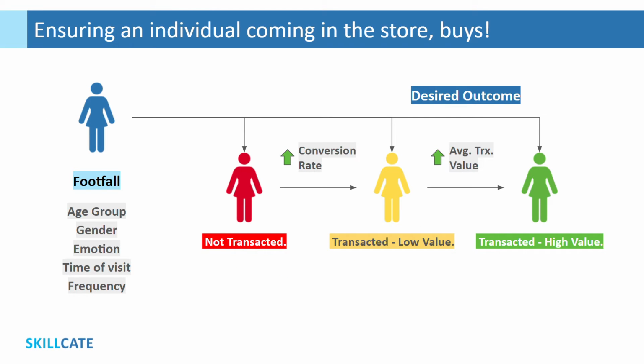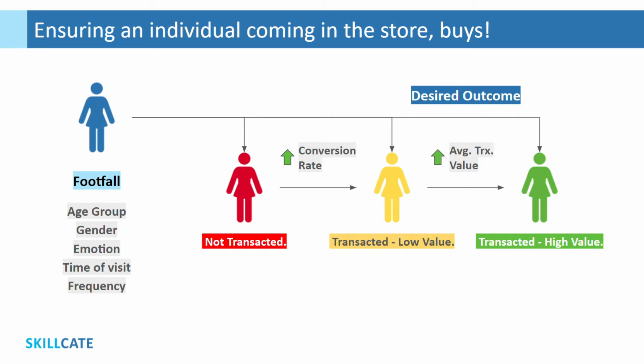So the business problem for us is pretty simple. We just need to ensure whoever enters into the store ends up buying. Simple, right? Actually, it is not. Let's take a step back here and look at this problem again from a data science lens. Any person entering the store offers a lot of information for us to analyze. For example, age, gender, facial expression, time of visit, frequency of visit, etc.